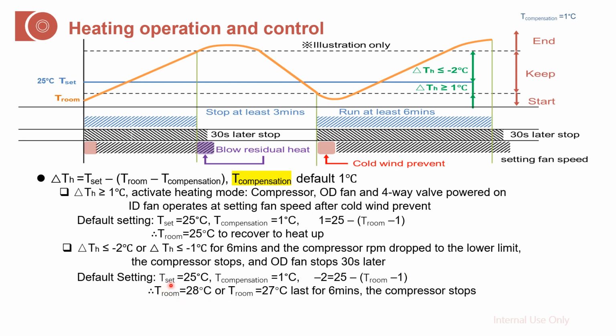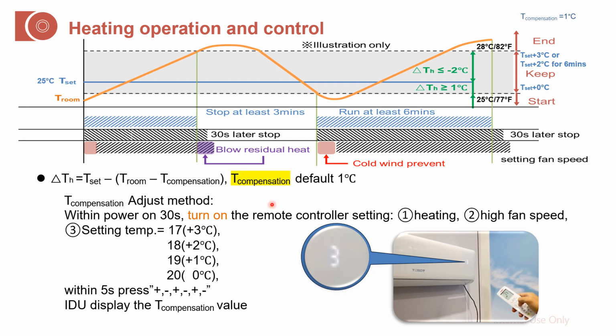Let's say the T set is also 25, and just input this formula. Then we can get that if the T room reaches 28 or 27 for 6 minutes, it meets the stop requirement. And just like this. So by default, you can find that the lower limit is the T set plus 0, and the upper limit is the T set plus 3 degrees Celsius or plus 2, lasting for 6 minutes.